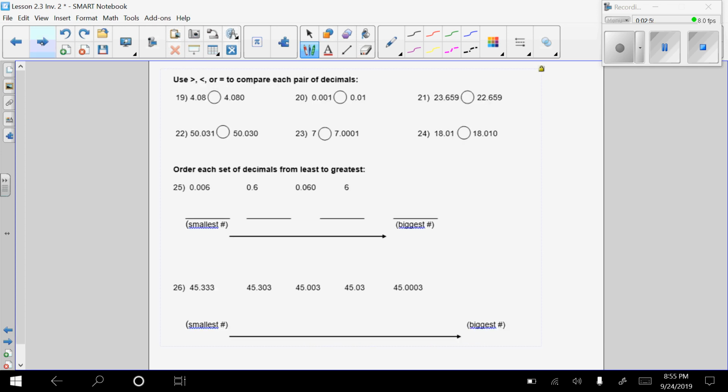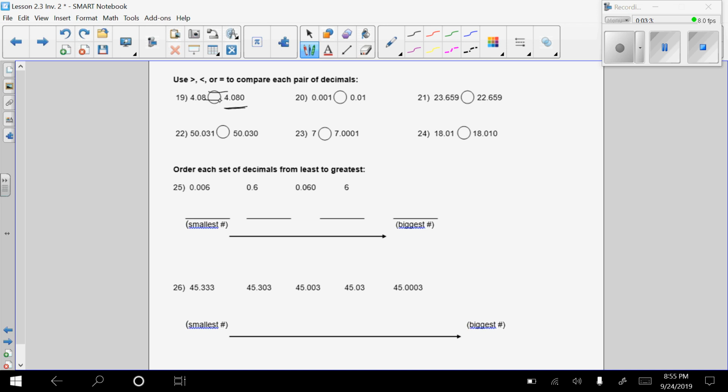Now let's do some comparing. Remember, we have been lining up decimals to compare over the last couple sections we have been studying. This is no different. If there is nothing at the end, we can add all the zeros we want without changing the value. So let's take a look. I have 4 and 8/100ths. This one is also 4 and 8/100ths. Even though it has that 0 at the end, it doesn't count because it's not a number. So these would be equal.